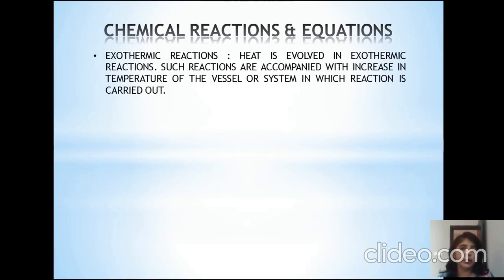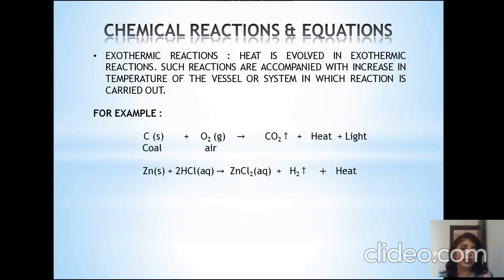Exothermic, as I told, heat is evolved. So here we will find there is an increase in temperature. We will find a rise in the mercury level if a thermometer is kept in the vessel. For example, when you burn coal or LPG or methane gas or any other fuel, they burn in air to give carbon dioxide. If it contains hydrogen, then obviously it will give water also, like methane burns to give carbon dioxide and water. I had taken the example of coal. Here carbon dioxide is formed. Energy is released in the form of heat and light. So heat is evolved here.